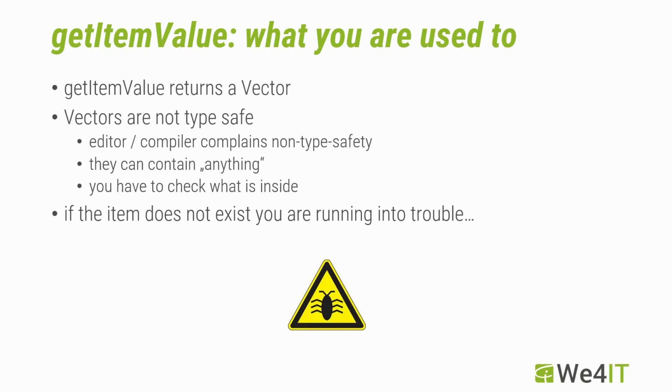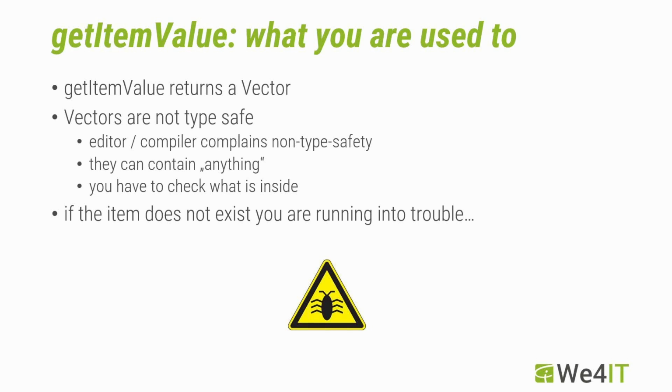Some additional words about GetItemValue. What you are used to when using the GetItemValue method is that it was always returning a vector. Vectors are somewhat 2000s, and the most important part is they are not type safe. So first, the editor complains that the type is not safe when using that method, and you even cannot define a type for the vector that you are using to store the return value. So you have to use the suppress warning stuff and so on.